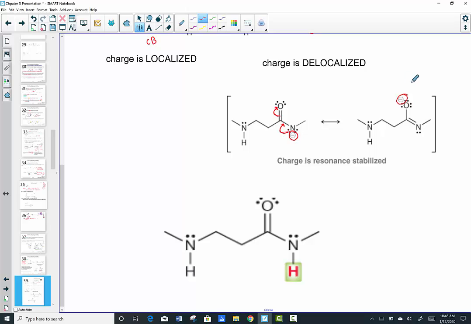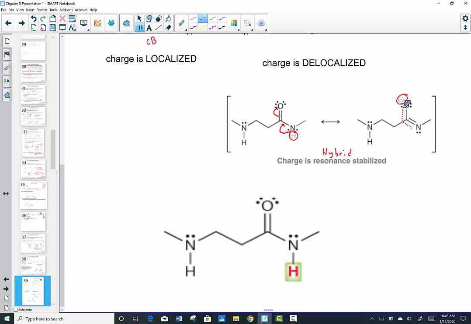Remember, it's not one structure or the other structure. It's not flipping back and forth. It's a hybrid of both structures. So keep in mind, you could think of that as a dashed line, a delocalization of those electrons involved in that bond. The more acidic proton is the one that will be resonance stabilized.